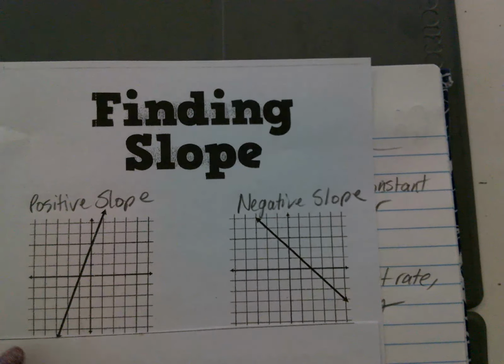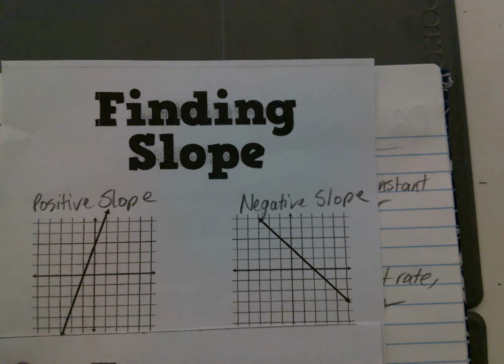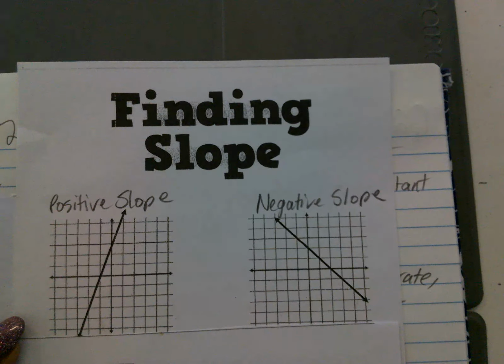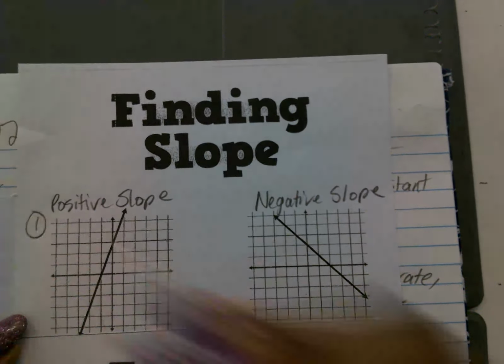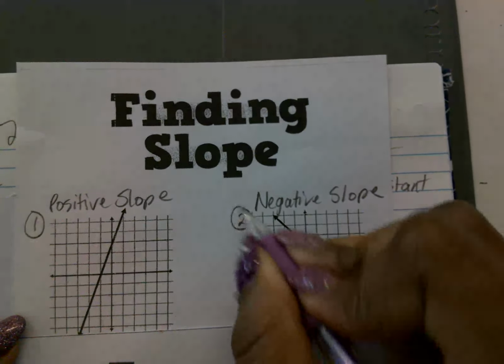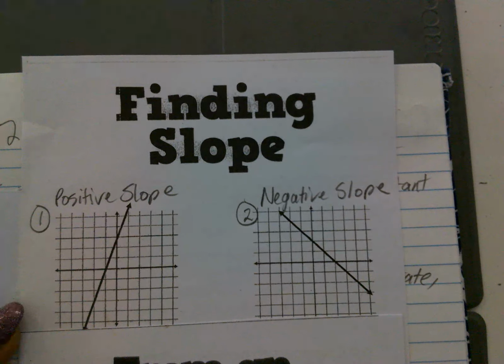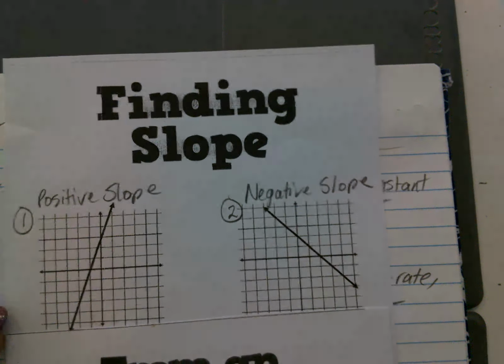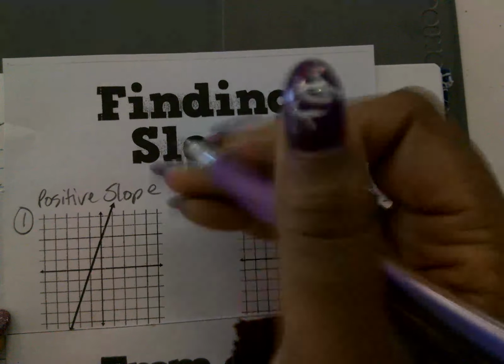Now we're going to calculate the slopes by using rise over run. I'm going to label this as the first one, and I'm going to label this as the second one, okay? For the first one, I'm going to use rise over run.